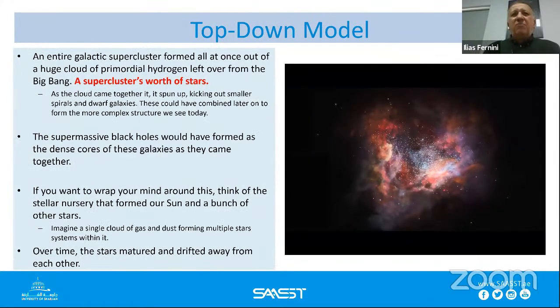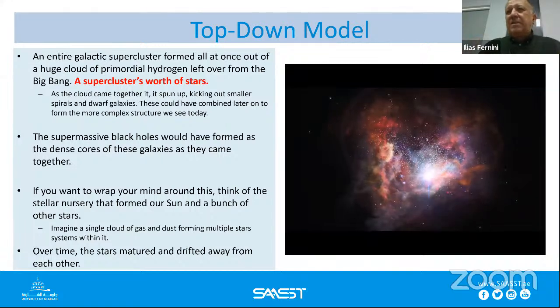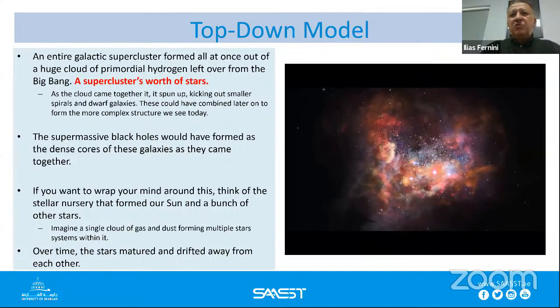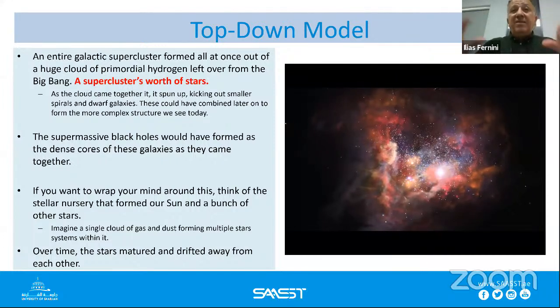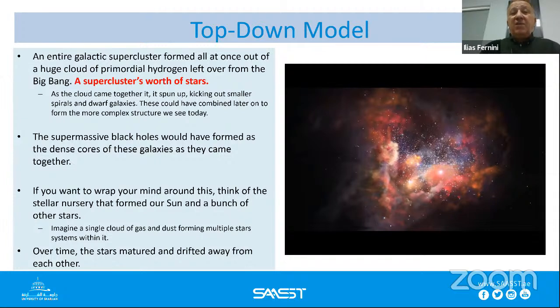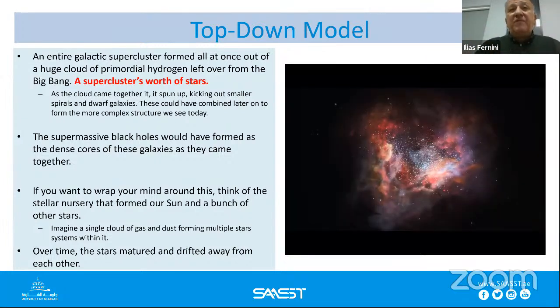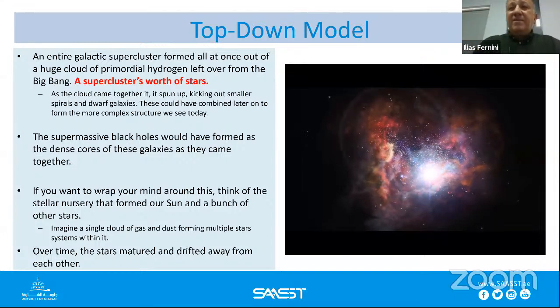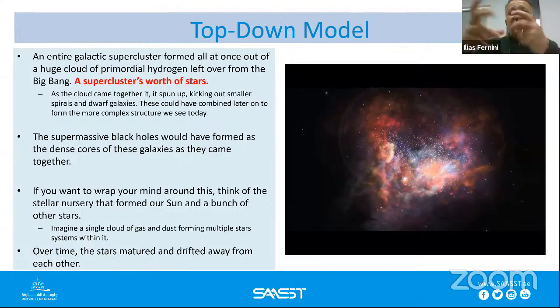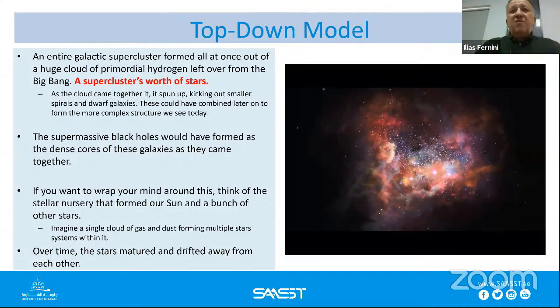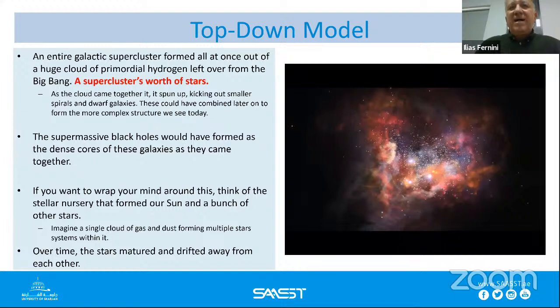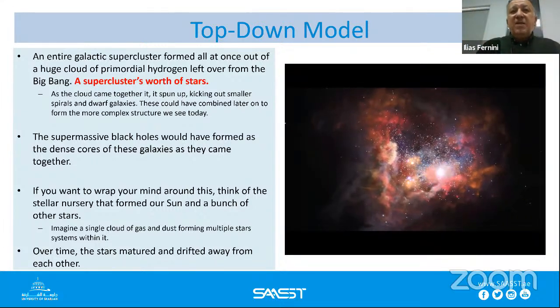Let us start with the top-down model. In this case, you have what you call a galactic supercluster, millions of light years across, maybe more than that, starting to contract under its own weight. It is primarily made of hydrogen that was left after the Big Bang. So here you have a supercluster's worth of gas. As the supercluster contracts under its own weight, you have the formation of stars, and the supermassive black holes then form as the dense cores of these galaxies.